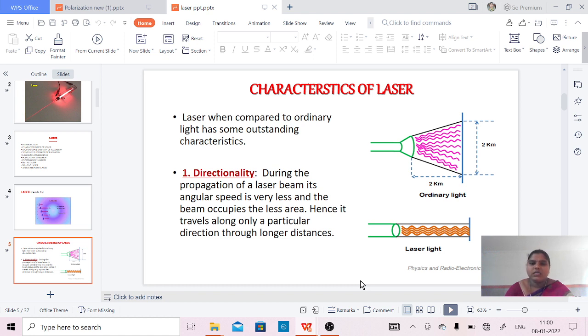Number one is directionality. During the propagation of a laser beam, its angular spread is very small, that means the spreading of light is less, and the beam occupies less area. Hence, it travels long distances along only a particular direction. See how the laser light will propagate.